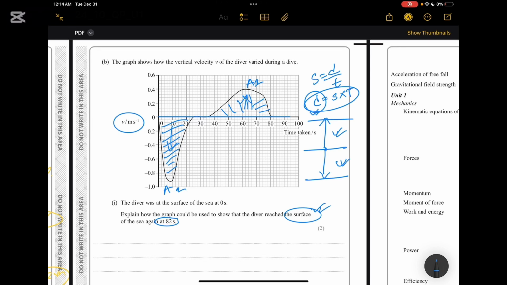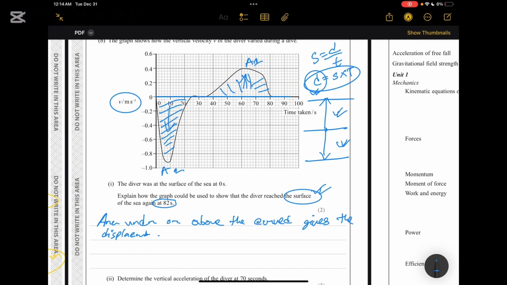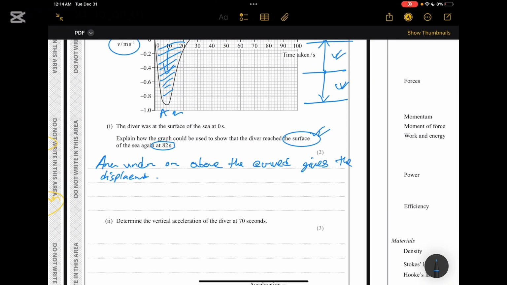So let's write it down right here. We can write: area under or above the curve gives the displacement. Don't write distance, because here the velocity is a vector quantity, we have to mention displacement, as there is motion both upward and downward. So this is our first point.